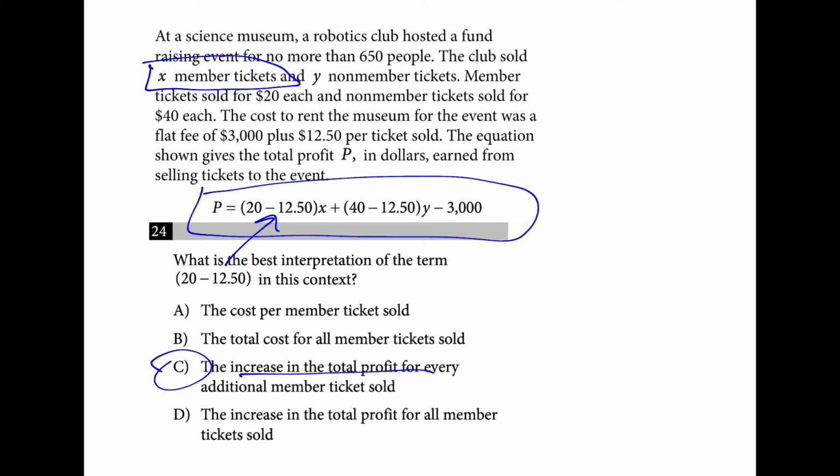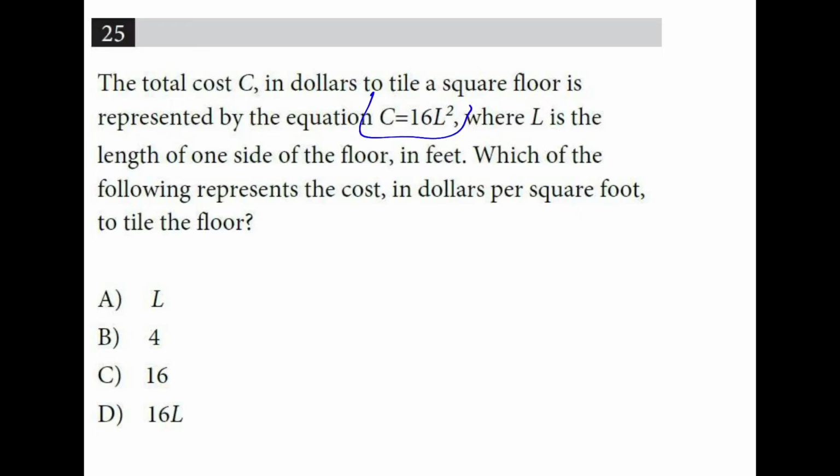D is wrong because it's important we have that for every one sold. It's the slope, it's the rate of change. This is our equation for the price to tile a square floor. L is the length of one side of the floor, so it looks like it's a square. And 16 is the only other item. That's the cost in dollars per square foot, 16, because L squared tells us the area.